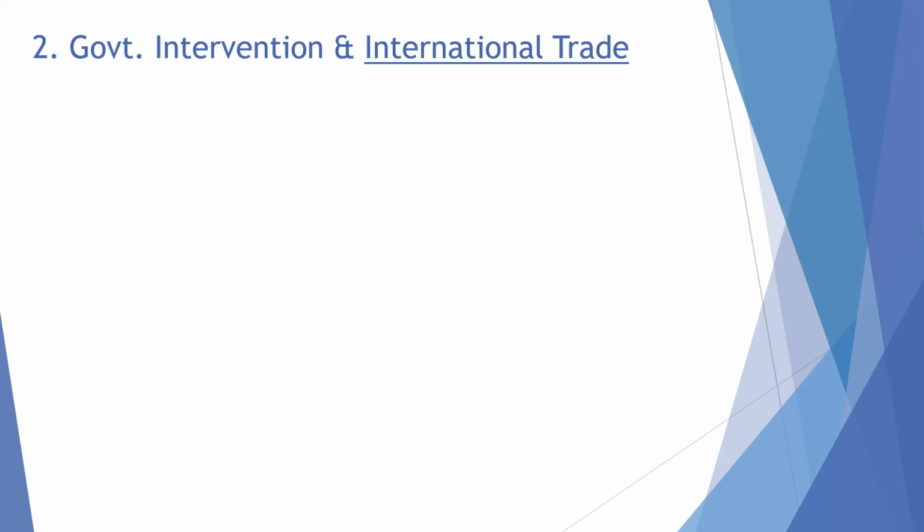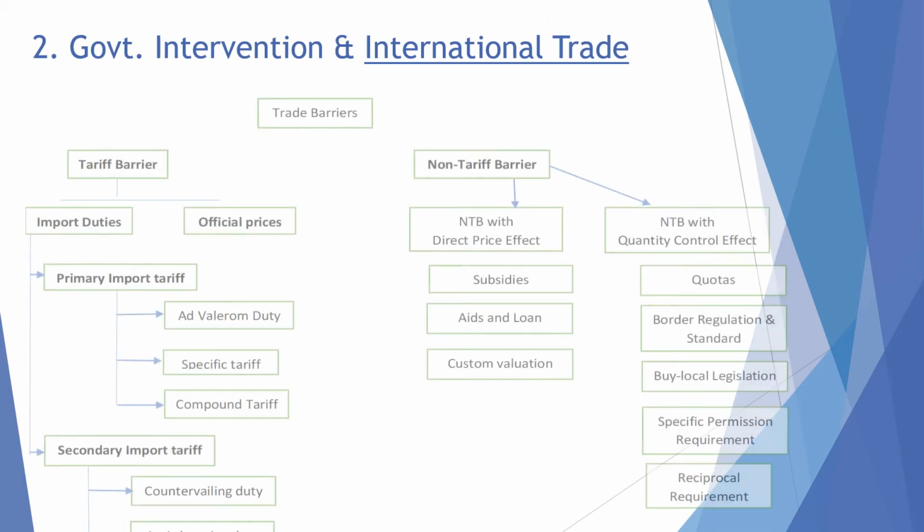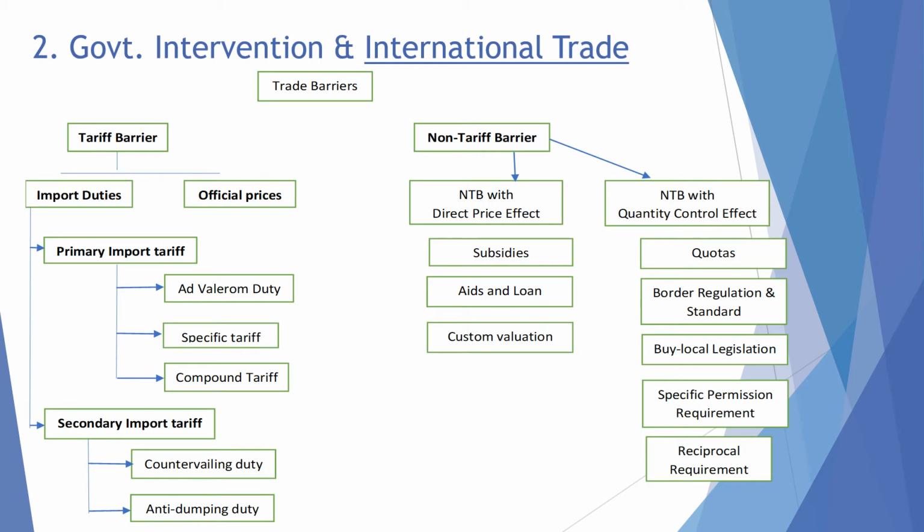Now we have government intervention and international trade. There are two types of trade barriers: tariff and non-tariff. Under tariff we have two types: import duties and official prices. Under import duties we have two types: primary import tariff and secondary import tariff. Under primary import tariff there are three types: ad valorem duty, specific tariff, and compound tariff. In secondary import tariff we have countervailing tariff and anti-dumping tariff.